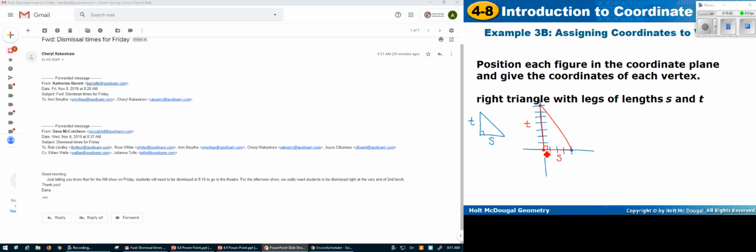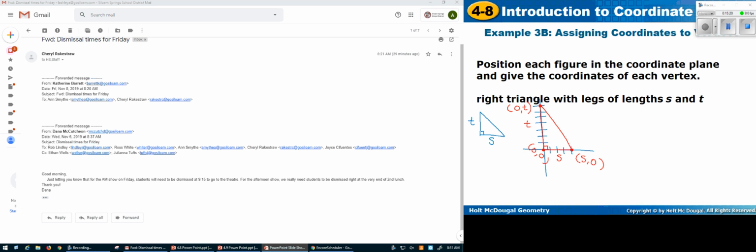So what is the coordinate here on the origin? 0, 0. That one's easy. What about on the x-axis? S, 0. And then on the y-axis? 0, T.